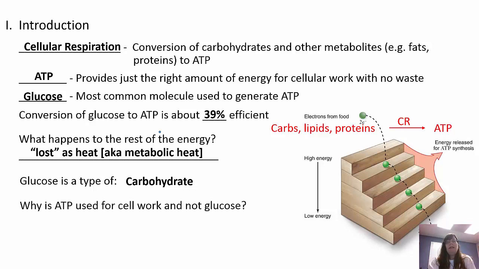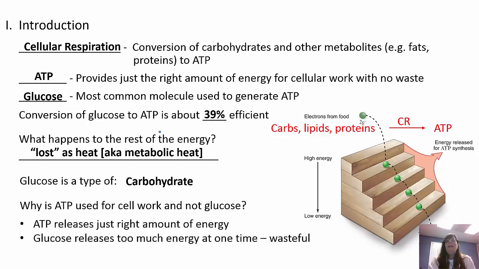And why is ATP used for cellular work and not glucose? Glucose is used for a lot of other things. Why don't we use it for cellular work? Because ATP releases just the right amount of energy, and glucose actually has more energy. So if we use glucose to do our cellular work, we would actually be wasteful because so much energy would be released from glucose at once. It would be too much for what our cells are doing. So in order for our cellular processes to be efficient and effective, we use ATP instead of glucose so that we don't waste a lot of excess energy.